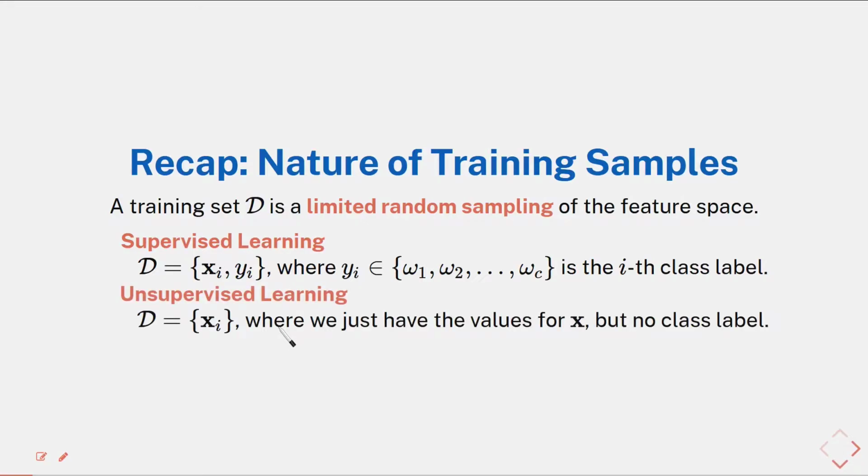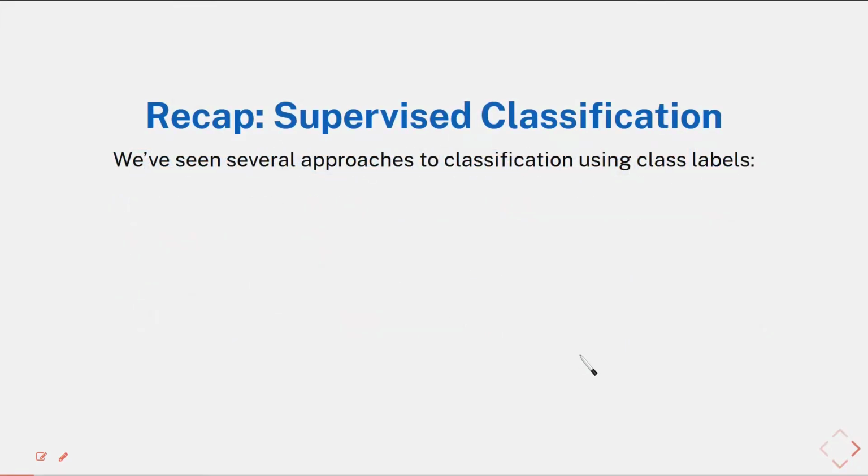In unsupervised learning, we have a set of data that is essentially not associated with any class labels. So we have feature vectors, we have a number of feature vectors that make up our training set, but we have no class labels for that data. We've seen a lot of different approaches to classification using these class labels as an indication to build a model to predict the class of future samples.